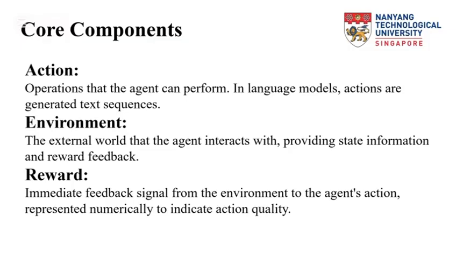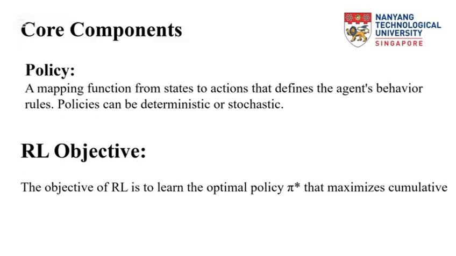Environment, the external world that the agent interacts with, providing state information and reward feedback. The reward is the immediate feedback signal from the environment to the agent's action, represented numerically to indicate the action quality. And finally, the policy is a mapping function from states to actions that defines the agent's behavior rules. And then we will introduce the objective of RL, which is to learn the optimal policy that maximizes the cumulative reward.